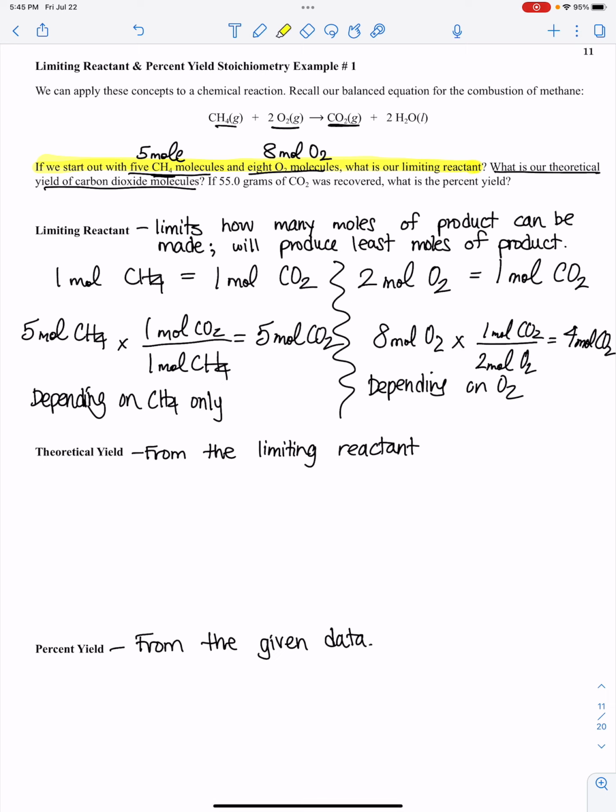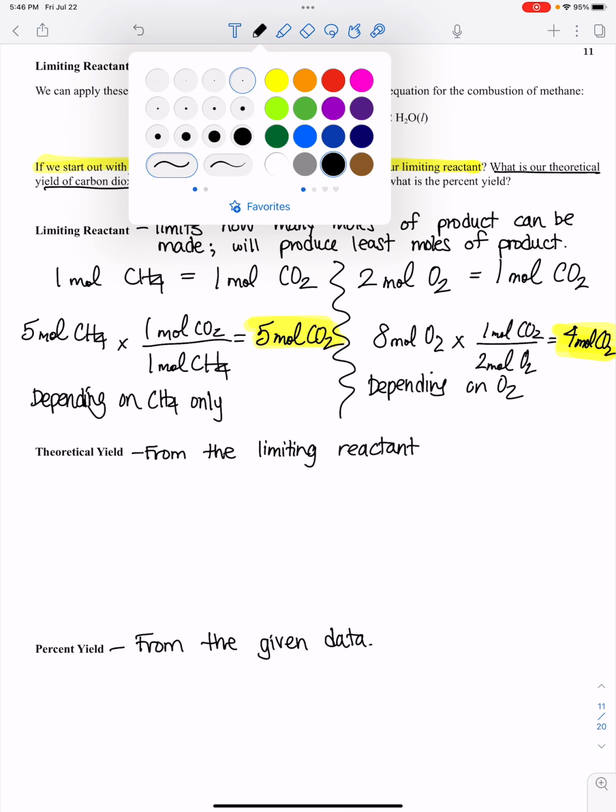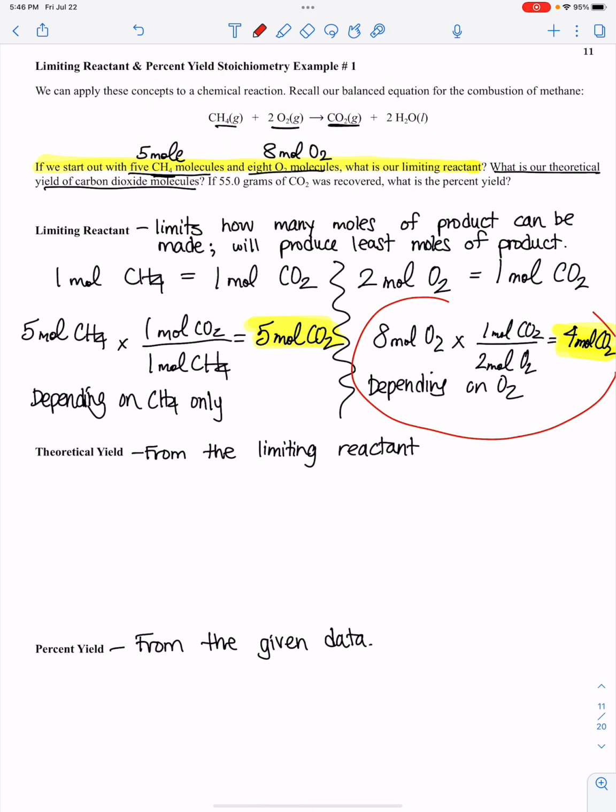If I look at both of these answers, I have to ask myself, which of these is going to limit how many moles of product can be made? Which substance is limiting how many moles of product I could make? And you're going to answer and say, well, my O2 gives me my least moles of product. So my O2 is limiting, or is the limiting reactant.